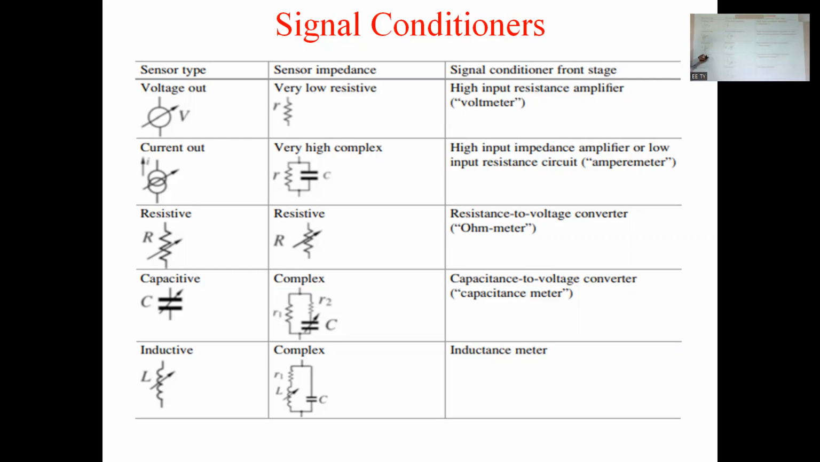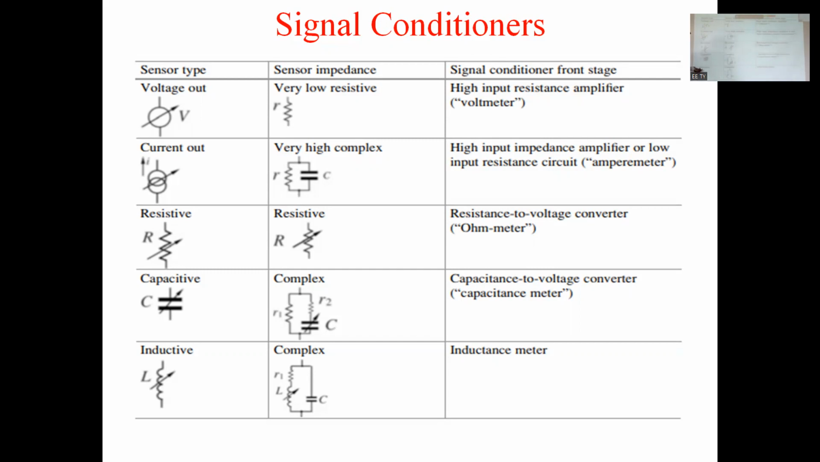After that, if the capacitive output is there, that is, the output of the sensor is in the form of capacitance, then a complex filter circuit is there, and then a capacitance to voltage converter is required, that is a capacitance meter it can be. It will convert capacitance to voltage.